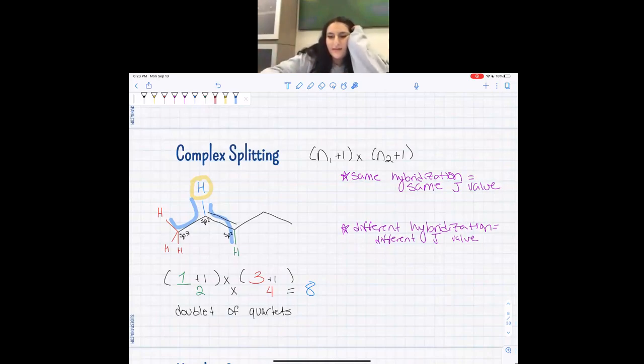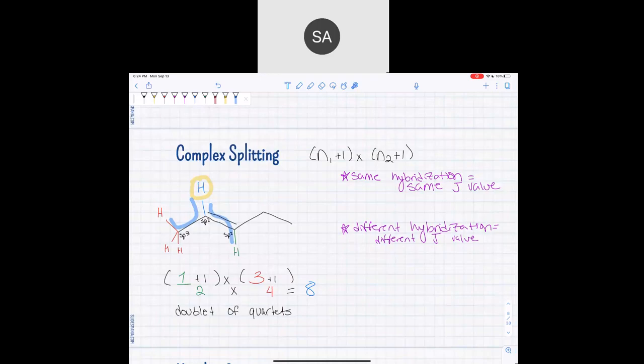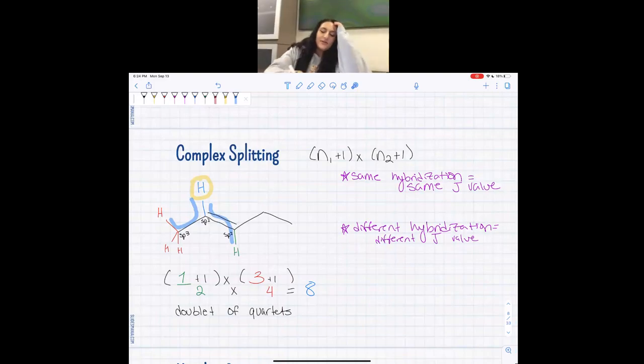Also, why did you circle the H? Why did you draw those lines? Basically, I circled the H because this is the one we were finding the multiplicity for. And I drew these lines to show you guys that these J values are different. This blue line shows the J value here, and this shows the J value here. I didn't write a number down, so that's what I meant by that.